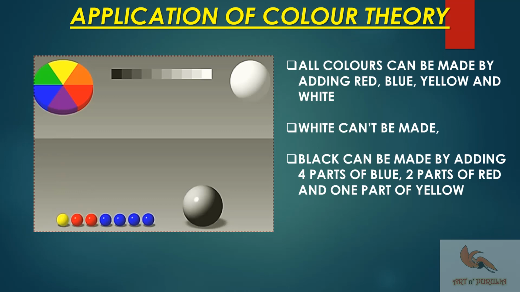Now we have seen a lot of theory and schemes, but how do we practically use them? All colors can be made using the primary colors and white. White cannot be made. In fact, even black can be made by mixing the primary colors in approximate ratio of blue 4, red 2 and yellow 1.